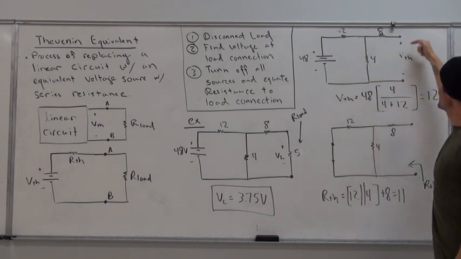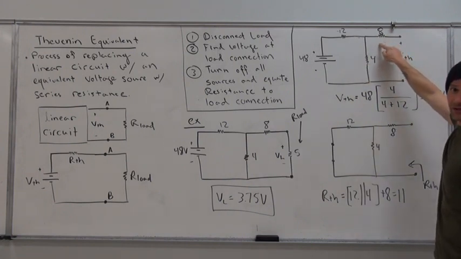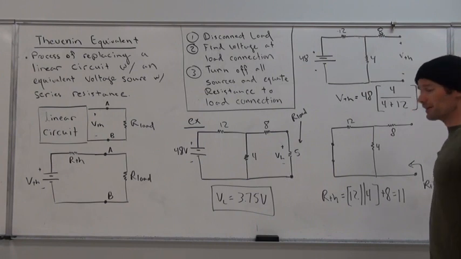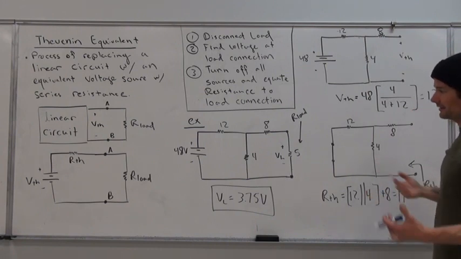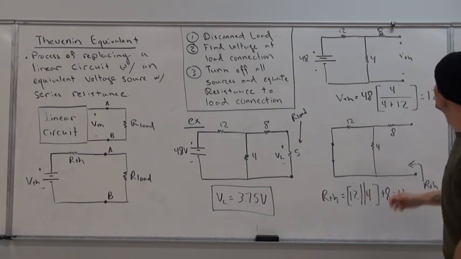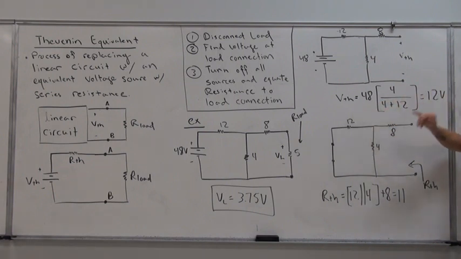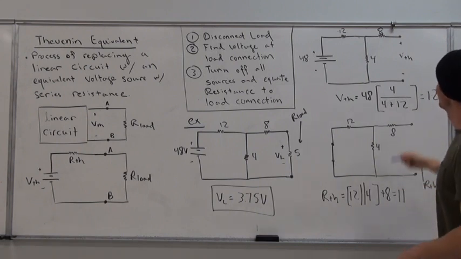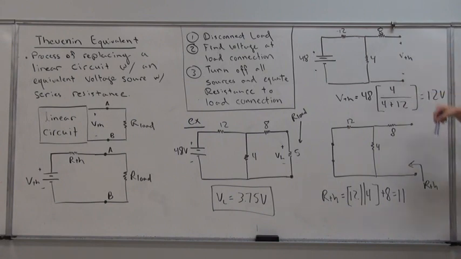And so between these 2 points, even though that resistor does exist, because no current flows through it, it doesn't impact the voltage at all. We simply get 48 by voltage division multiplied by 4 ohms over 4 plus 12, that gives us a cool 12 volts. So the voltage that exists between these 2 points here, guys, is 12 volts.